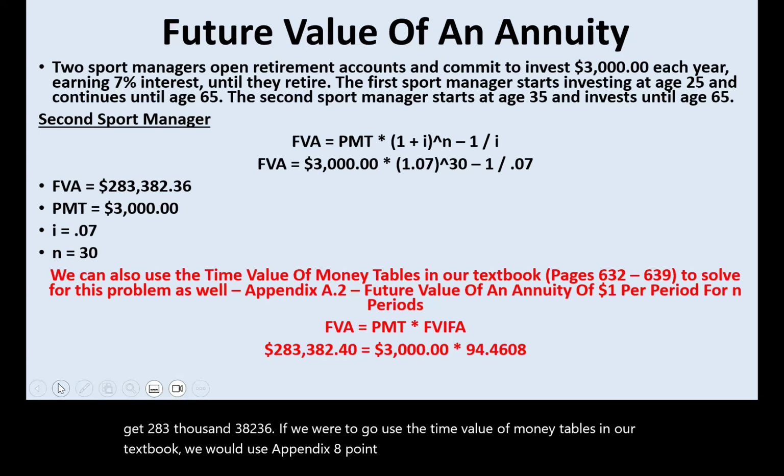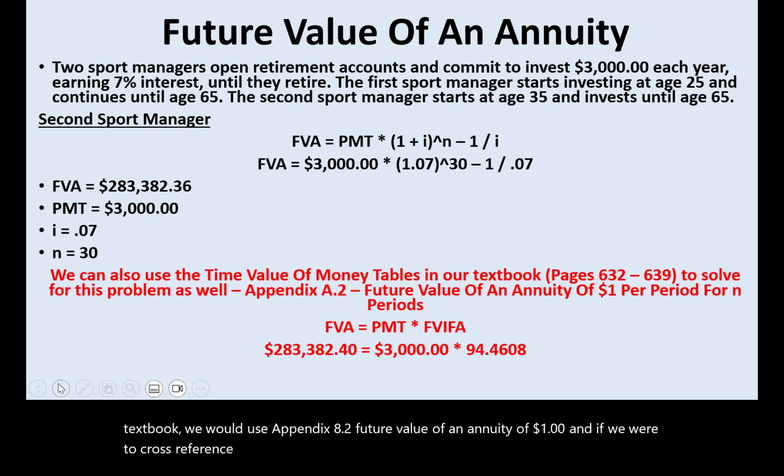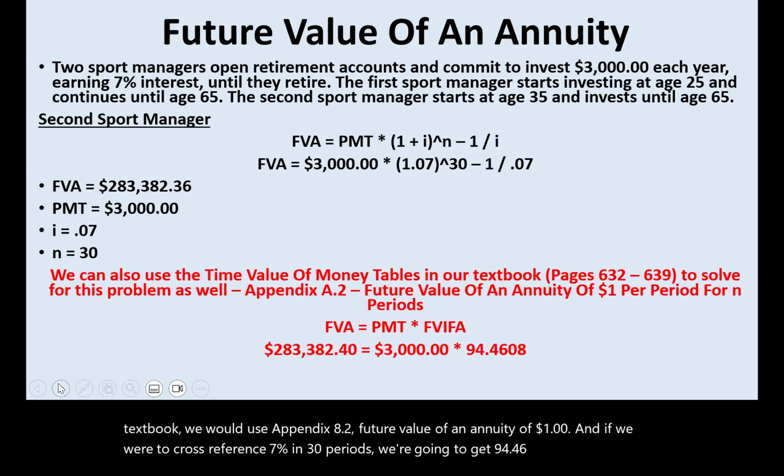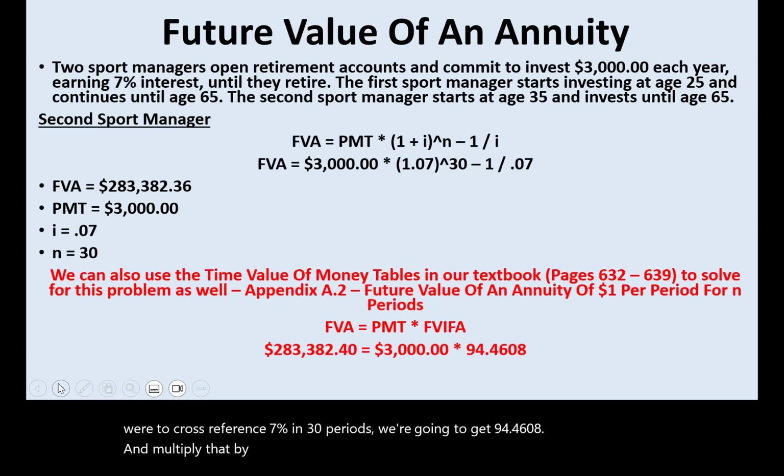If we were to go use the time value of money tables in our textbook, we would use Appendix A.2, future value of an annuity of $1. And if we were to cross-reference 7% and 30 periods, we're going to get 94.4608 and multiply that by our payment number of 3,000, and we get 283,382.40.